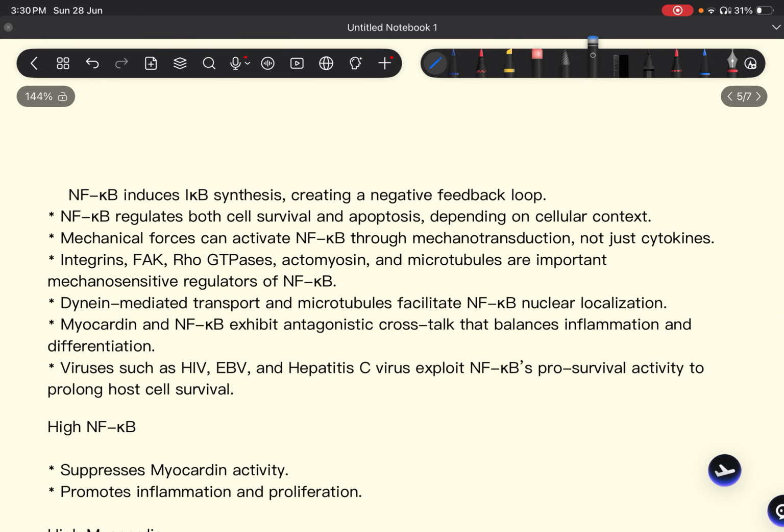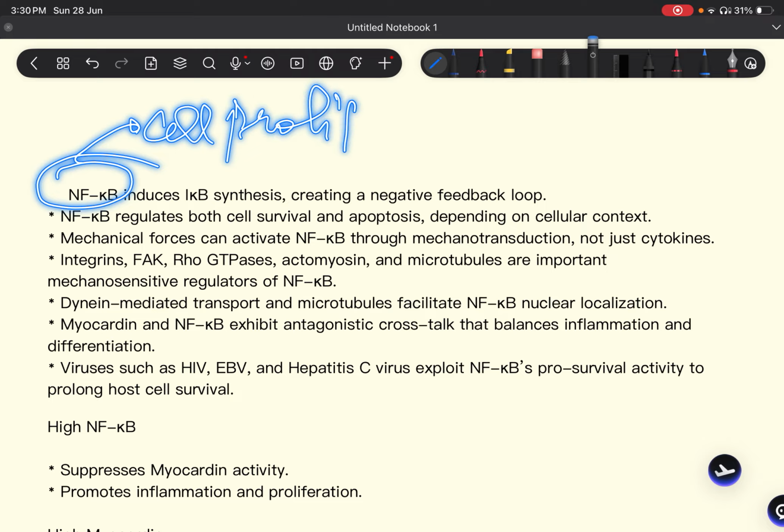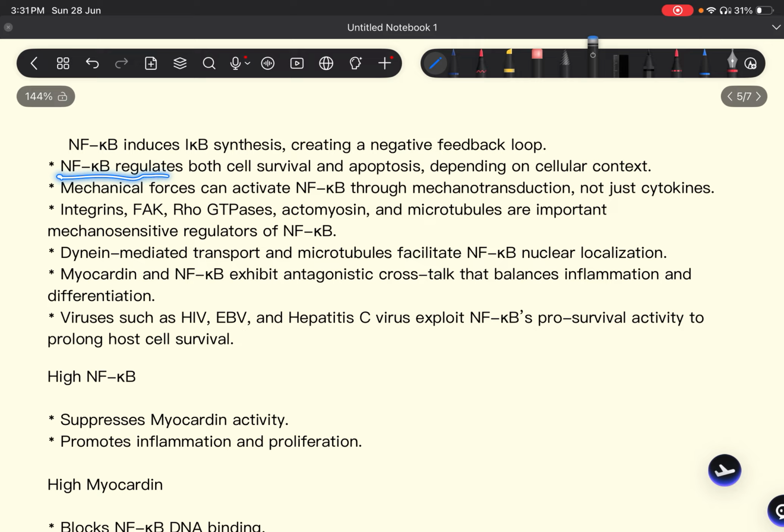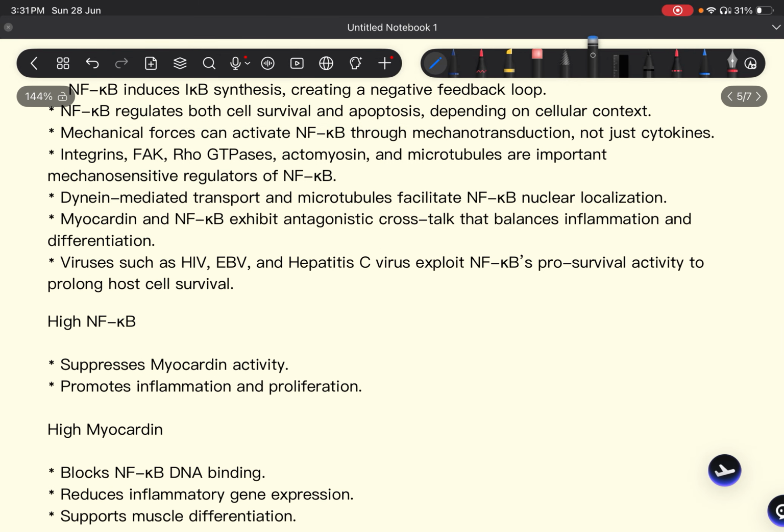Now, the other point that we have to discuss is that this is basically a negative feedback loop, right? If there is too much of this, then there will be a lot of cell proliferation, right? So to stop this, we need IκB synthesis so that I can inactivate it, right? Now, this regulates both cell survival as well as apoptosis, and it depends on the cellular context.